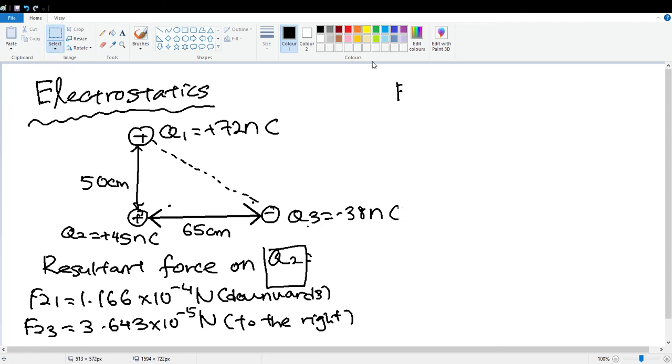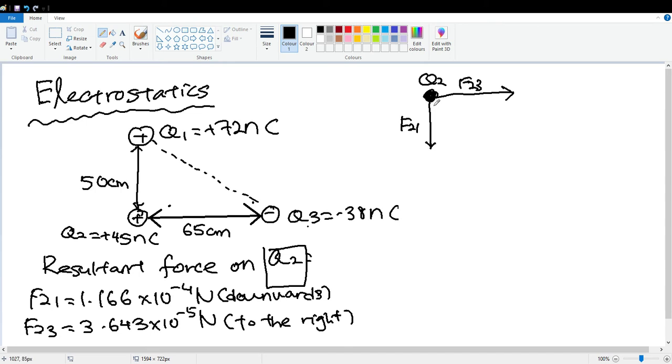So we found the magnitude and direction of both forces. What we need to find is actually the resultant force. Let me draw a diagram. So this is considered to be my Q2. The forces acting on Q2 are two forces: F21, which is pointing downwards, and F23, which is actually to the right.